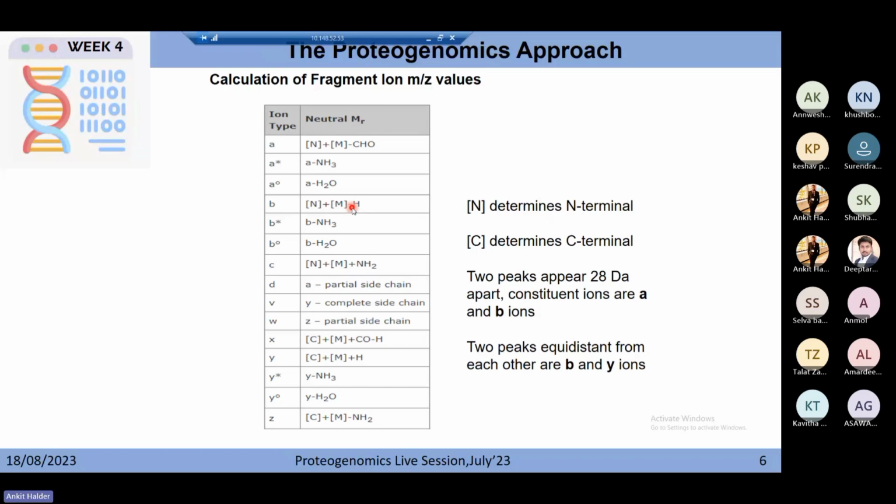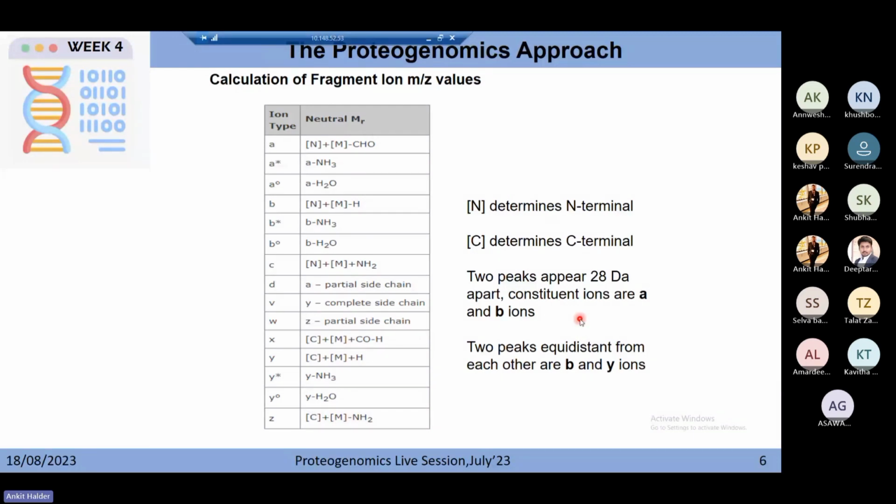Similarly for the B ions, then the partial side chain, and then the X, Y and Z ions. Whatever is in A, B, C we find in the N terminal, and whatever is X, Y, Z we find in the C terminal. These are some of those ion types and how to calculate their m/z values, which will help you. Now if two peaks appear in your mass spectra 28 Dalton apart, you need to understand that these are the A and B ions of the same peptide species.